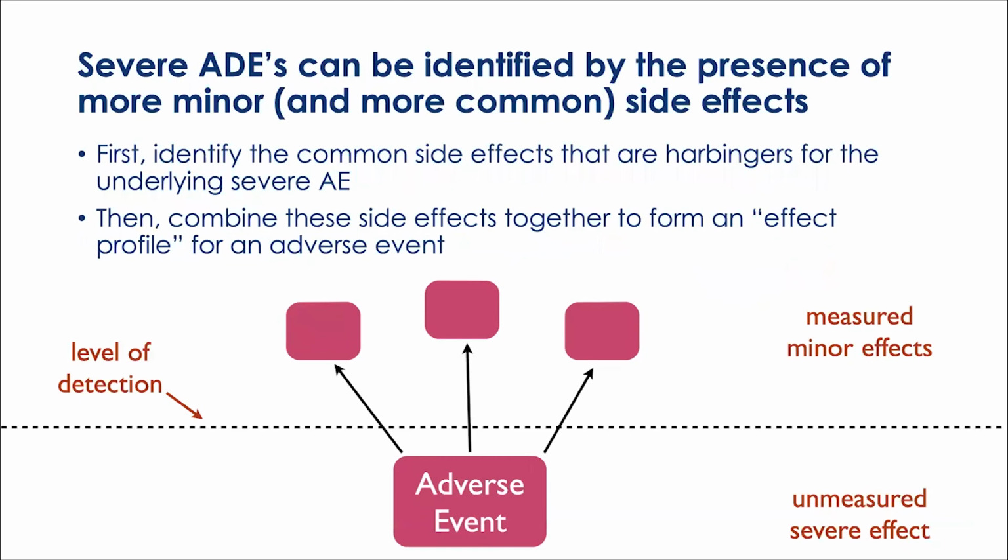In this algorithm, we hypothesize that there is a latent, unmeasured, severe adverse event lying under the level of detection. We can't see it directly, but this latent effect has certain signs or symptoms, measured minor effects that we can model. We're going to model these effects using supervised machine learning, and then take those effects and build an effect profile. Using this profile, we can then scan through all possible drug pairs in these databases and identify pairs that match this profile most closely. These will be our putative drug-drug interactions.